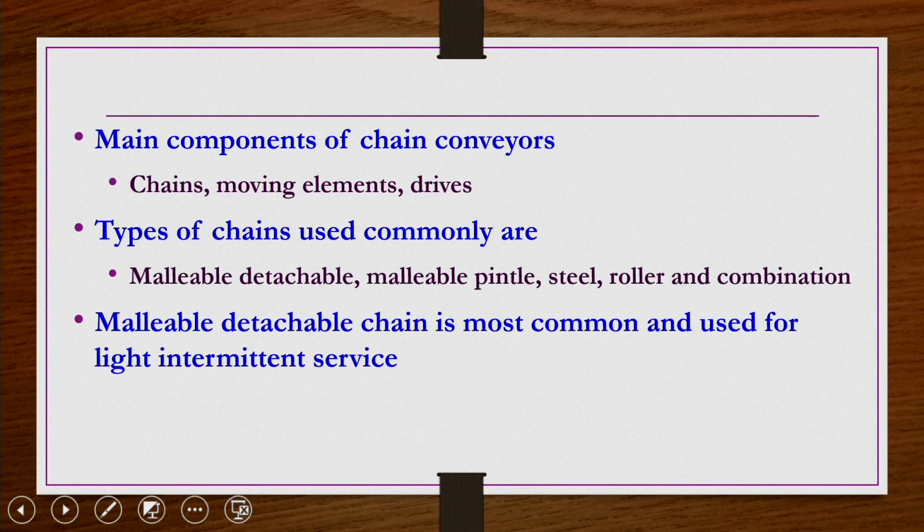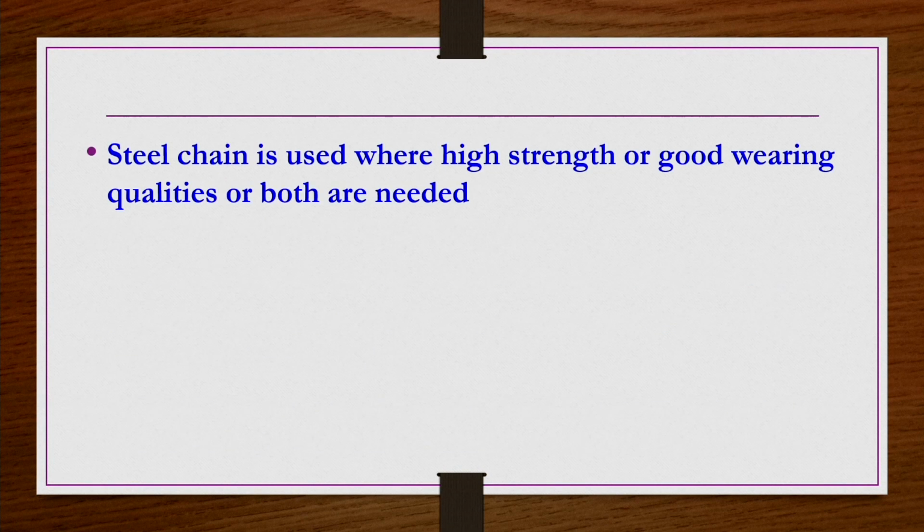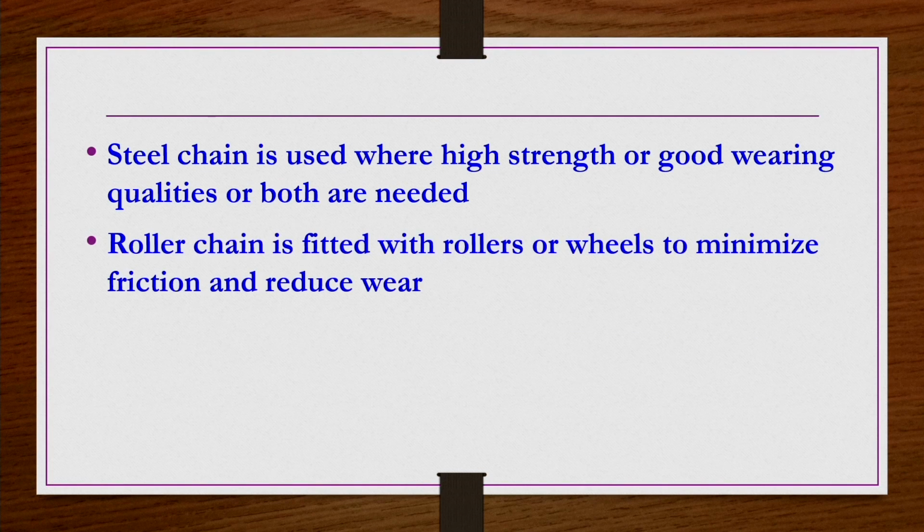Malleable detachable chain is the most common and used for light intermittent services in general, whereas malleable pintle is something like a pin or bolt which is used to connect the links. So, these pintle chains are used for rigorous services such as in the case of vertical elevators. Steel chain is used where high strength or good wearing qualities or both are needed. Roller chain is fitted with rollers or wheels to minimize friction and reduce wearing of the equipment.